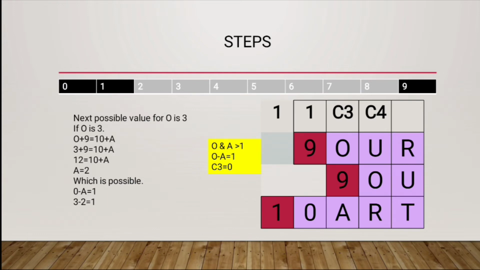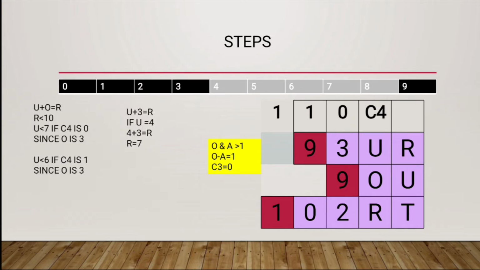Now I am going to assign the o value as 3. What will happen is, if o is 3, 3 plus 9 is equal to 10 plus a, which means 12 is equal to 10 plus a. So I will get a is equal to 2. And I am going to check with the algorithm that o and a are greater than 1. Yes, it is greater than 1, because 2 and 3 are greater than 1. Then again o minus a is equal to 1. Yes, 3 minus 2 is equal to 1. So I can assign o is equal to 3 and a is equal to 2. Another thing to be noted is that 2 and 3 are in free state, so I can assign the values 2 and 3 to o and a.